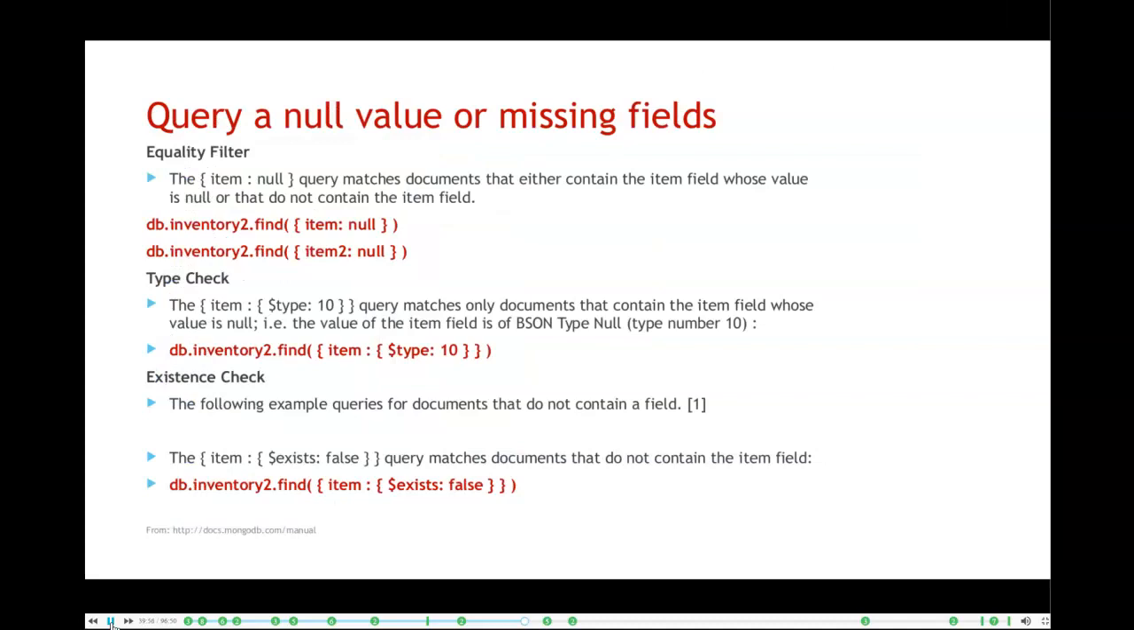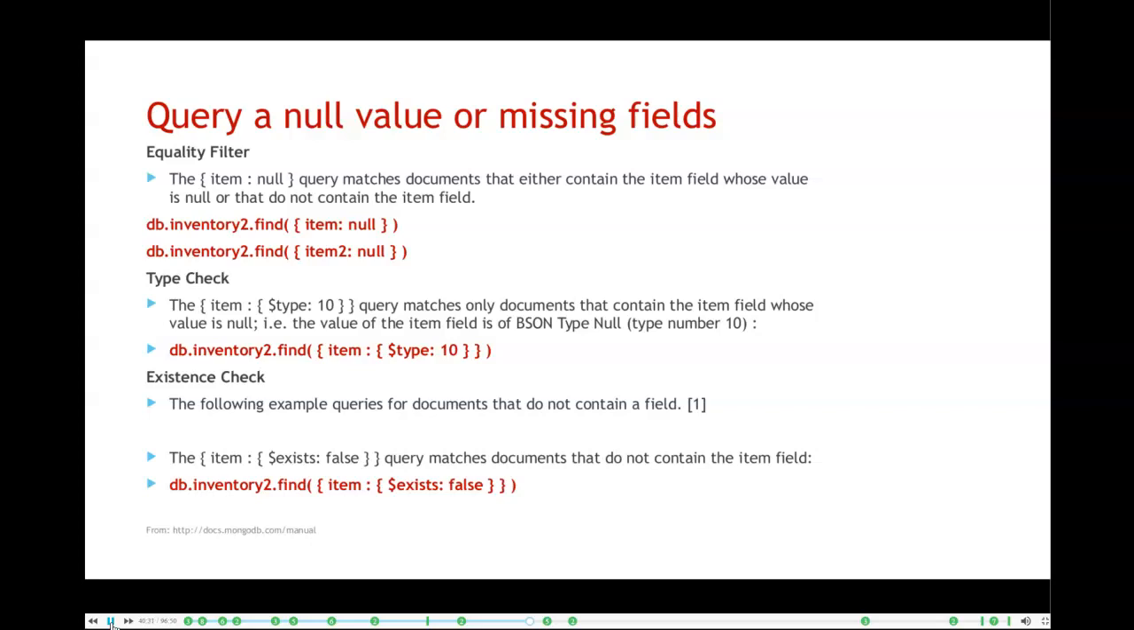The other way you can do that is, there is another way we can look for the null value. You can say, I want the item, see this one, item null, item 2 null, directly like this, the field and the value. This they call the equality filter. These two examples represent examples of the equality filter. And this other example is an example of the type check.